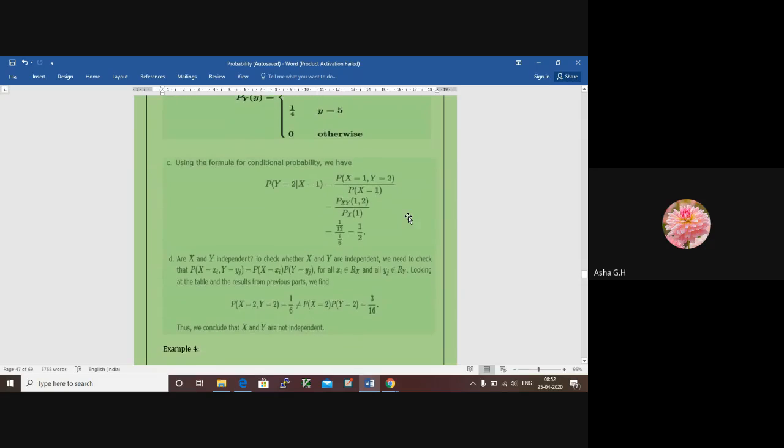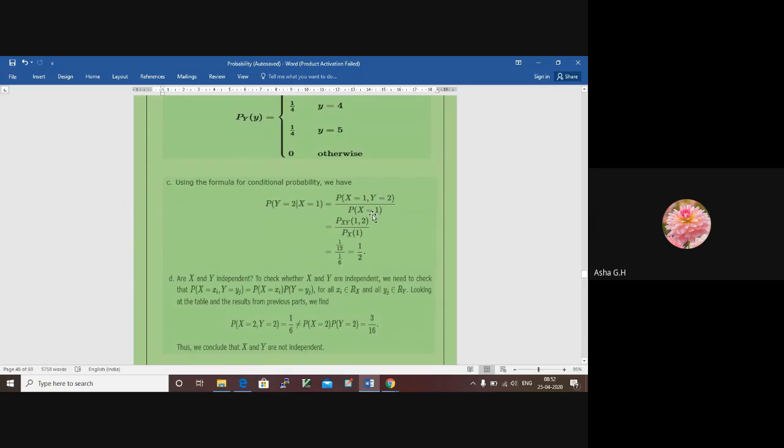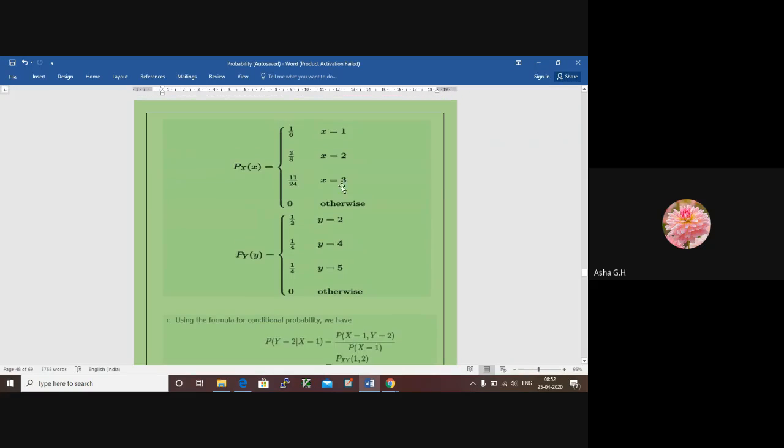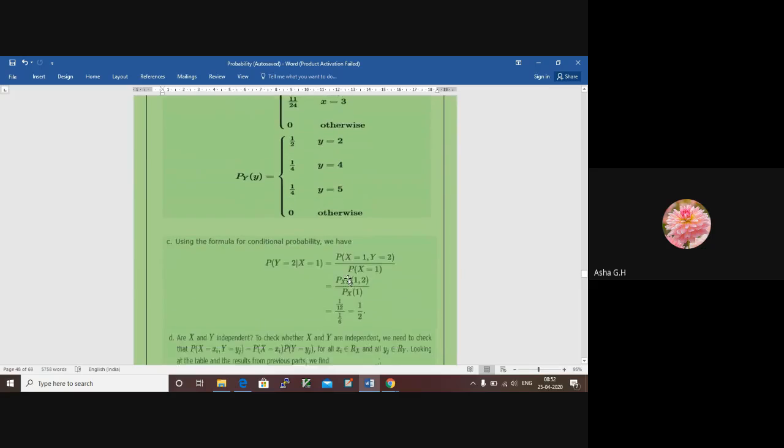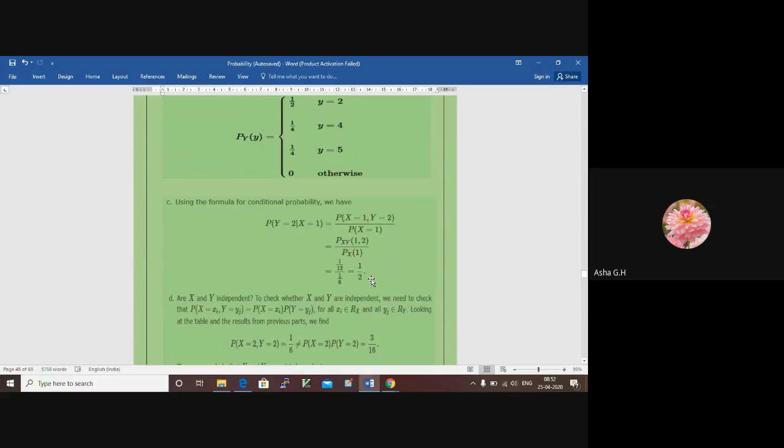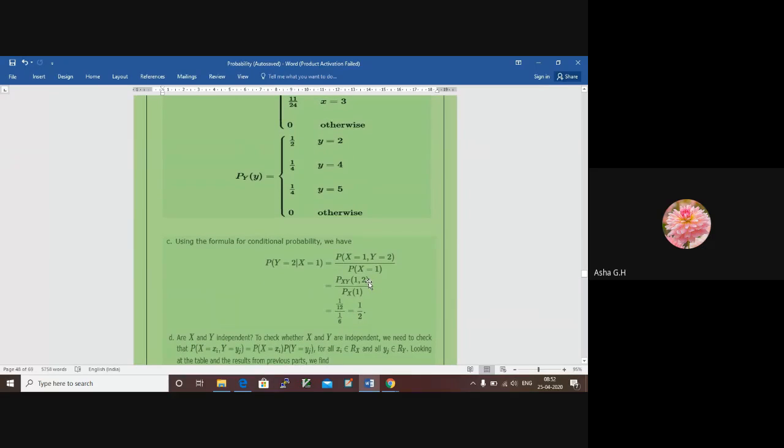See, x is equal to 1, y is equal to 2. That is given to us in the table. This is the marginal probability mass function when x is equal to 1. This is 1 upon 6. The answer is 1 by 2.